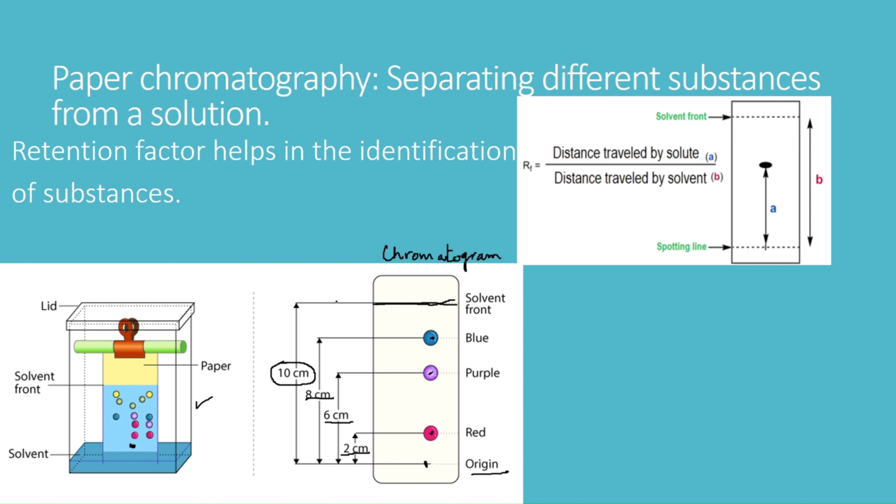Now, this is RF, called the retention factor. And retention factor helps in the identification of substances, and it's equal to the distance traveled by the solute divided by the distance traveled by the solvent. So let's calculate the RF value for the red ink or for the red spot, for the purple one, and then for the blue ink.